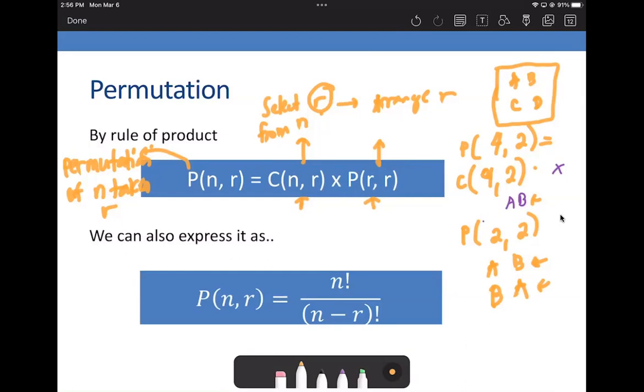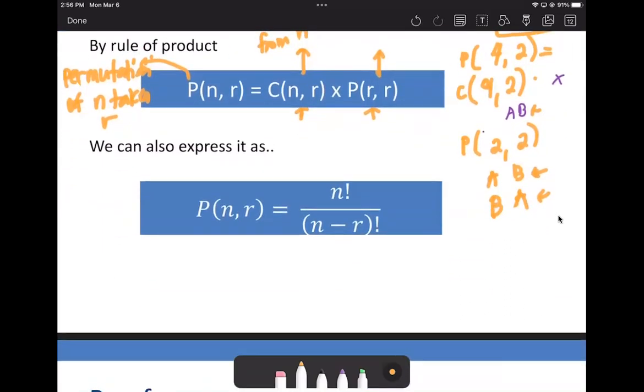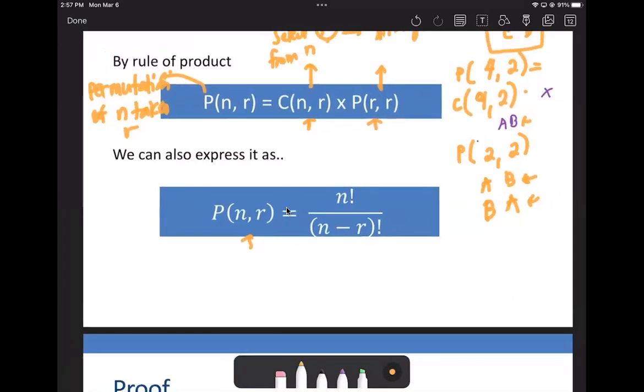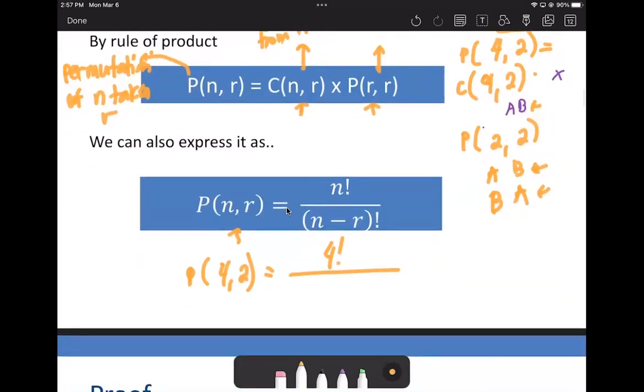Okay, so again, selection and then arrangement. Now, we can also express it as the permutation of N taken R equals N factorial over N minus R factorial. In other words, if we have, let's say, 4 objects and we are going to select 2, this will be equivalent to N, which is 4 factorial, divided by N minus R, which is 4 minus 2 factorial.